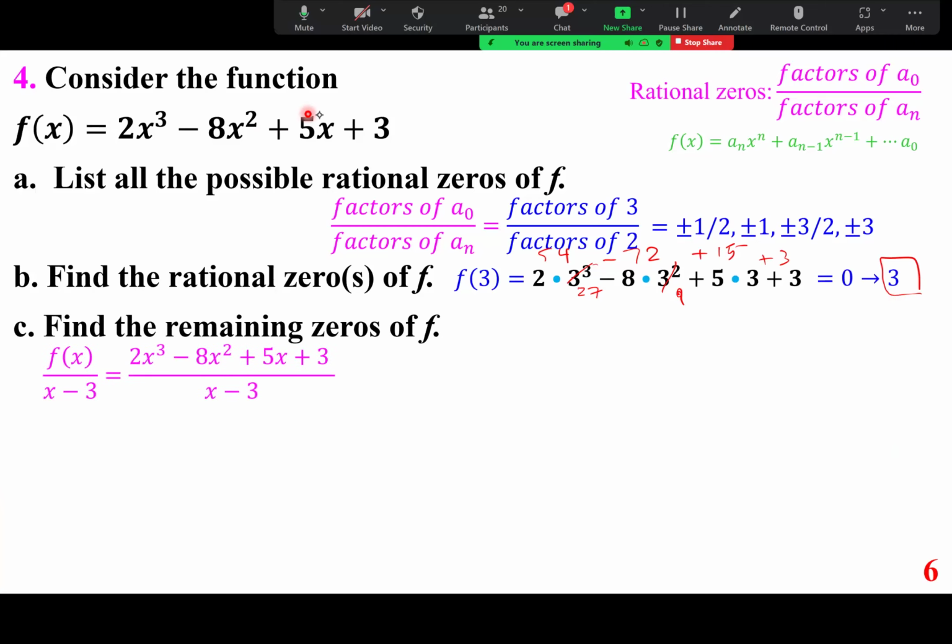And to do that, we can go with synthetic division. 2, negative 8, 5, 3, and inside is 3. And remember, it has to be in descending order. It is. Nothing is missing. If anything is missing, you use a 0 placeholder. So you drop the 2. You multiply by 3. And you add these 2. You get negative 2. Again, you multiply by 3. And you add these 2.